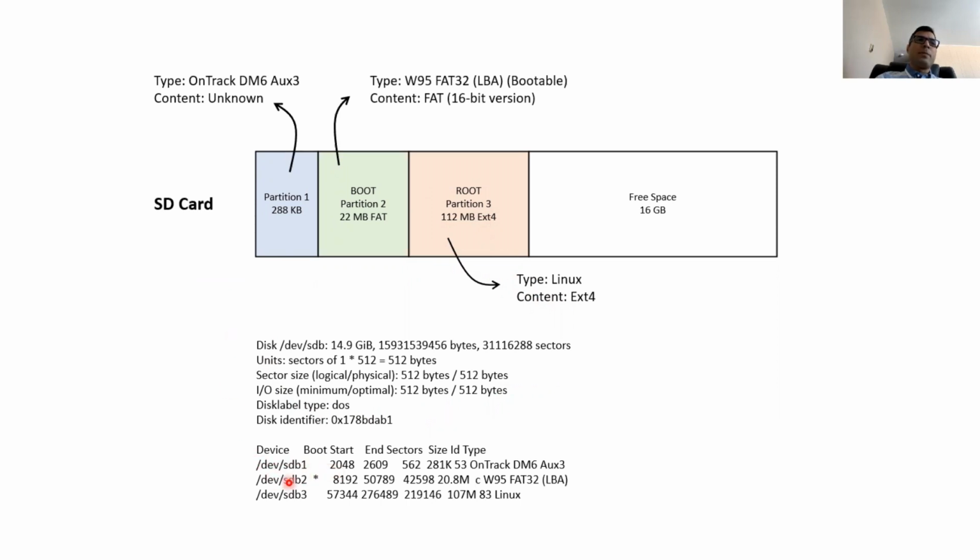At the end of the day, when you use FDisk, your SD card should look like this. Three partitions, the first SDB1, 2, and 3. The first one should be untracked DM6. The second one, FAT32, and the third one should be Linux.